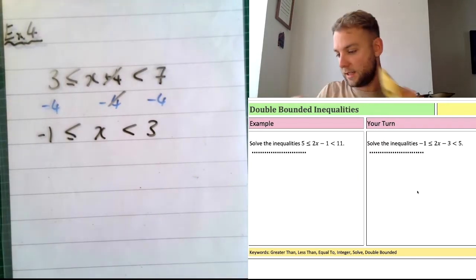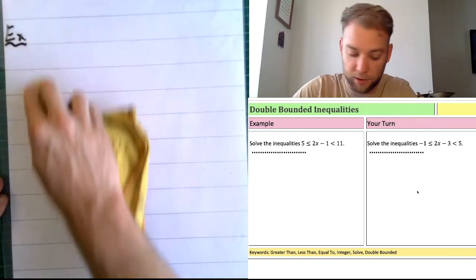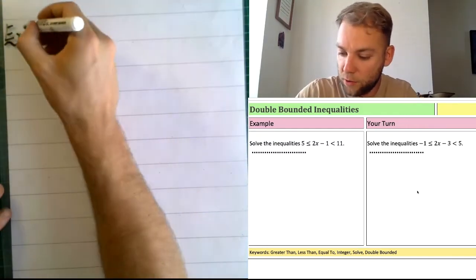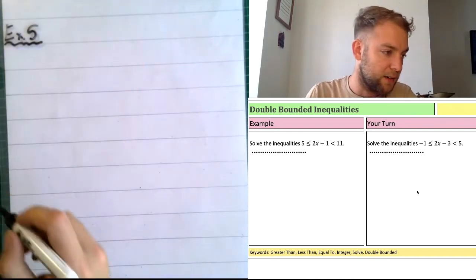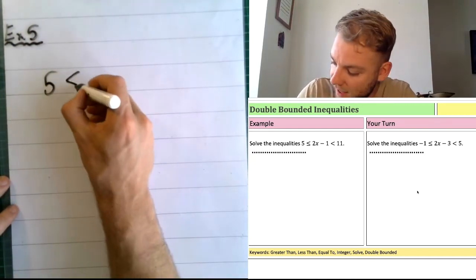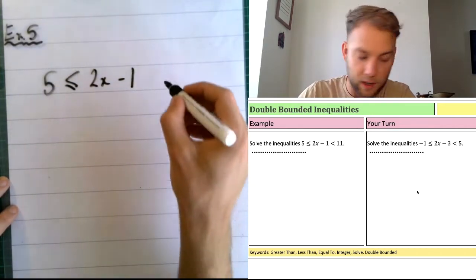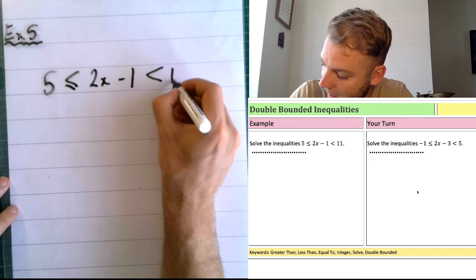Solve these inequalities. Now, you might just want to go ahead and have a go at some of these yourself. I think you probably know by now what you need to do, but I will go through this first one. So example 5. It's only an extra step here. So 5 is less than or equal to 2x subtract 1 is less than 11.